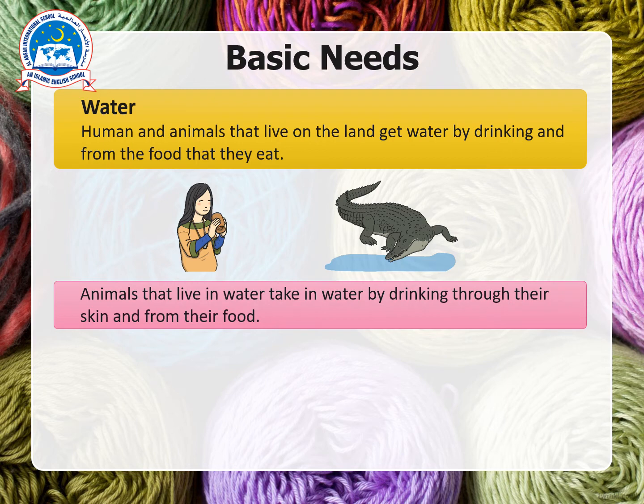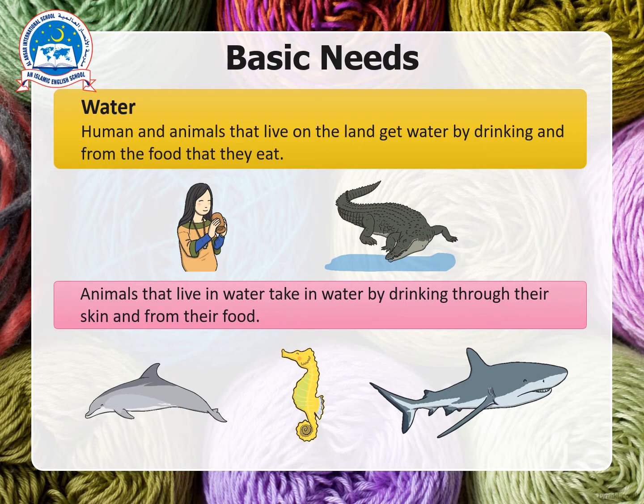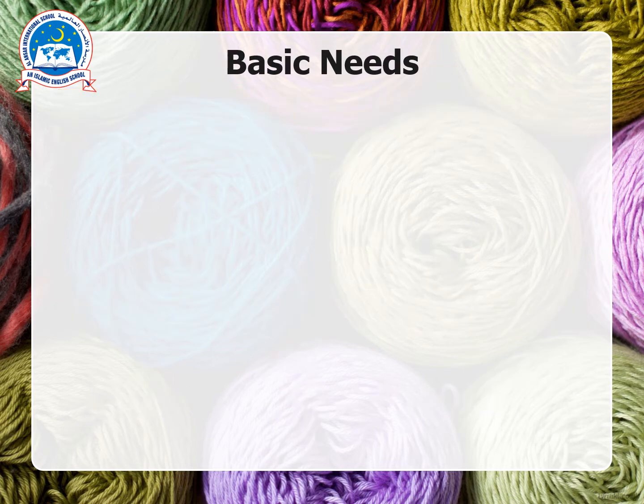Some animals live in water. Even they need water to drink. Just like you can see in the picture, dolphins, sharks and seahorses, some of them drink water while some of them have a special kind of skin. The skin absorbs water in their body.